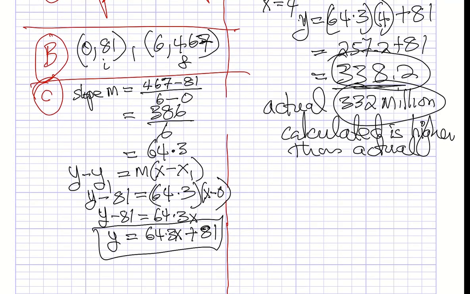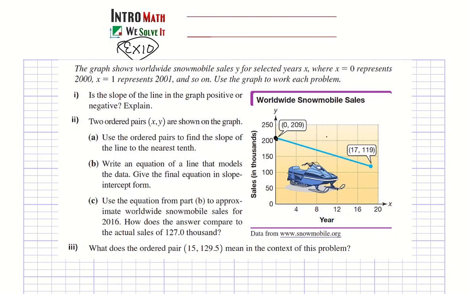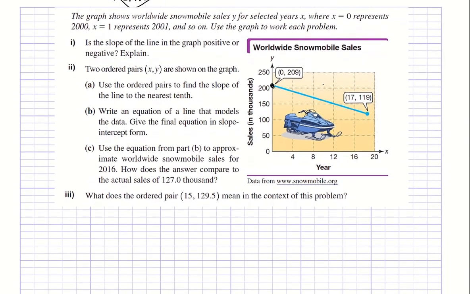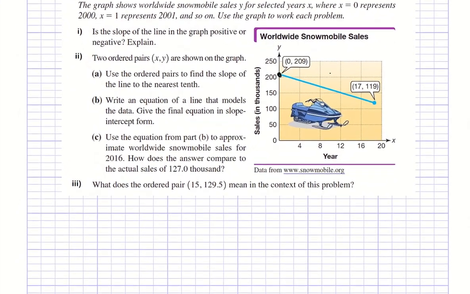So we'll move on to something else. Okay, here is the next problem. It says the graph shows worldwide snowmobile sales Y for selected years X, where X equals 0 represents 2000, X equals 1 represents 2001, and so on. Use the graph to work each problem. We've seen something like that before, so it's not a big deal.